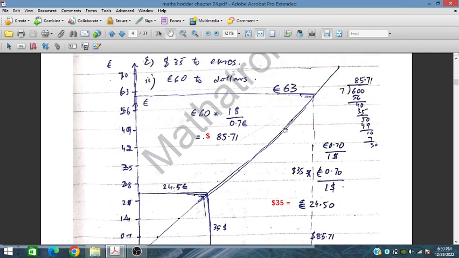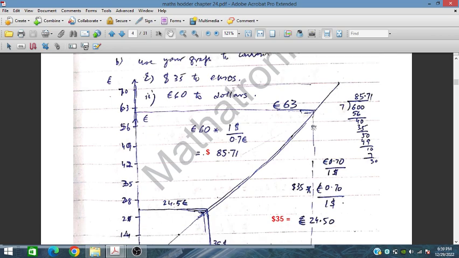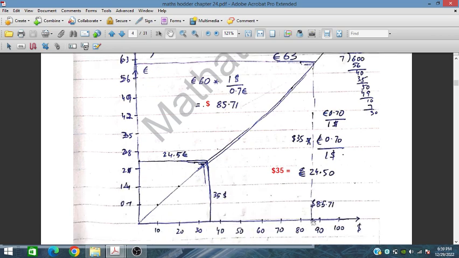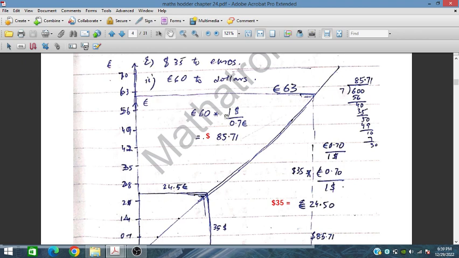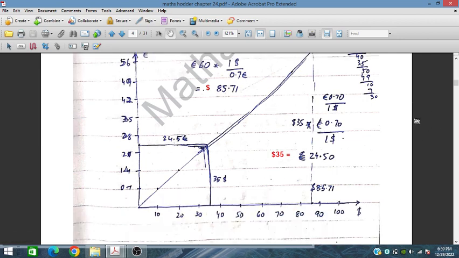And similarly, for the second part, we have to find this 60 euros. 60 euros is here, and that is intersecting, and then the corresponding dollar we can find, and that can also be converted easily this way. 60 euros into $100 by 70 euros, and this euro will cancel with this euro, and then 60 divided by 0.7 is equivalent to 85.7. So this 60 euros conversion comes to $85.71. So this is question number 1.